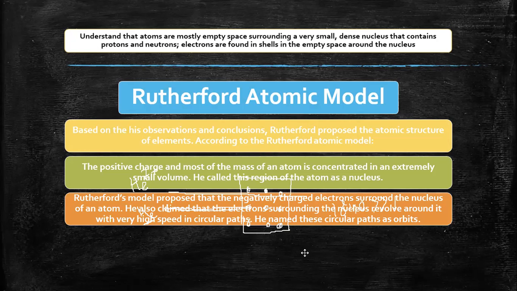Rutherford's model proposed that the negatively charged electrons surround the nucleus of an atom. As we have talked about earlier, negatively charged electrons revolve around the nucleus in circular orbits.